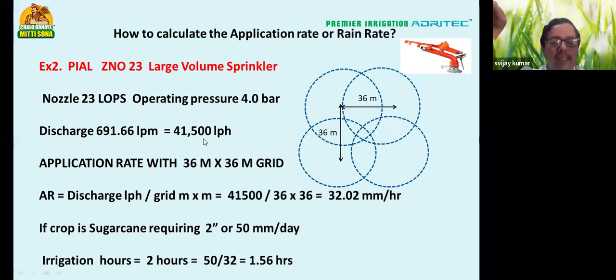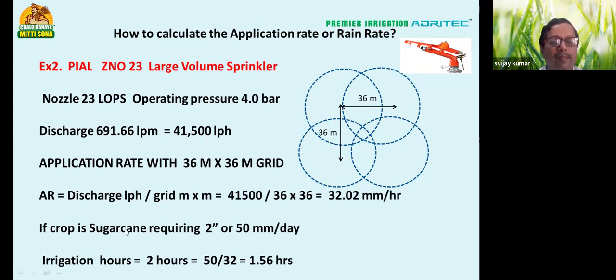And with this 36 meters by 36 meters grid, the application rate is very easy to calculate. It is nothing but the discharge of the sprinkler divided by the grid spacing. I am using the same formula. So 41,500 divided by 36 into 36 will give me almost 32 millimeters per hour. That means it is going to cover that entire area with this kind of an application rate.